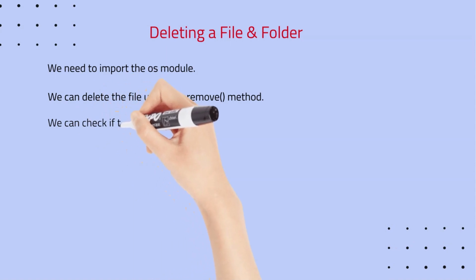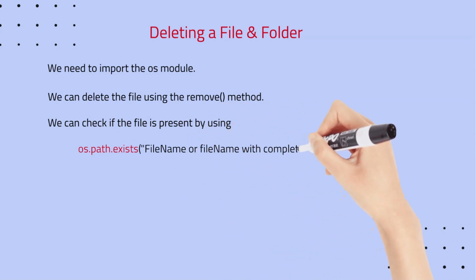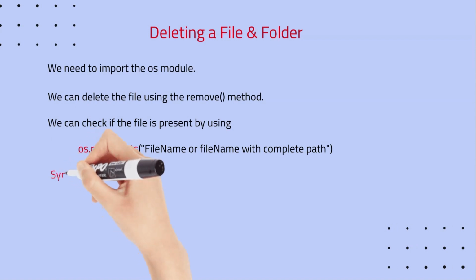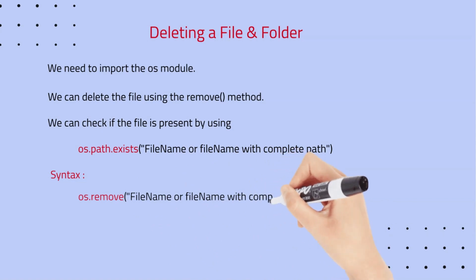We can check or verify if a file is present at a particular location on the disk by using os.path.exists with the file name or file name with complete path in parenthesis. The syntax for deleting the file is os.remove with the file name or file name with complete path in parenthesis.